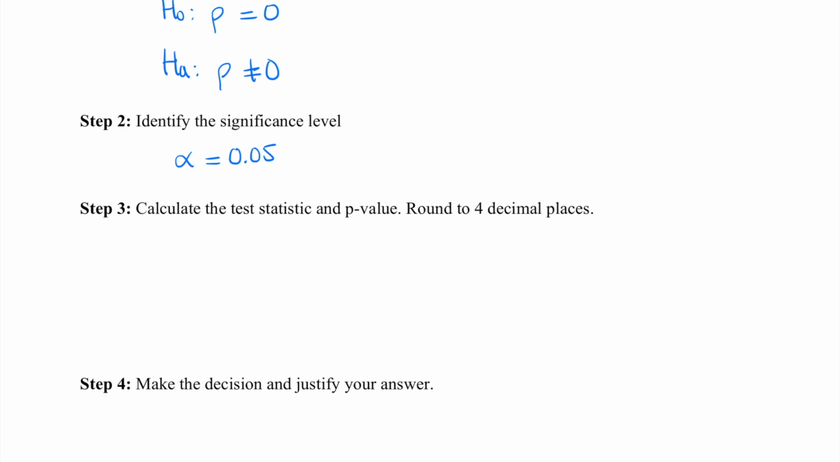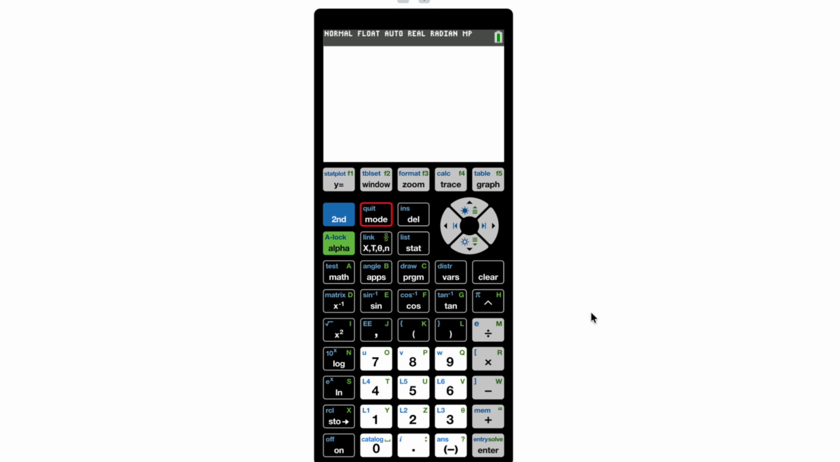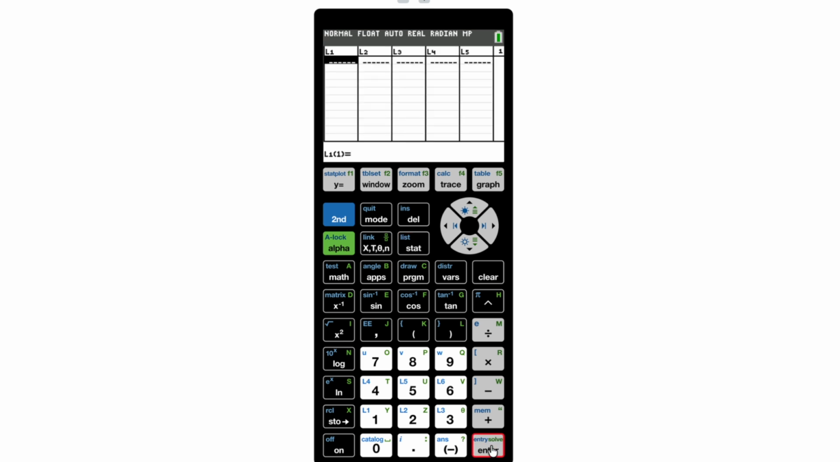Step 3, I will need to use the TI-84 calculator to find the test statistic and the p-value. First, enter the data: press Stat, choose Edit, and press Enter. Enter the hours studied into L1. Enter the exam scores into L2. Make sure the values in L1 and L2 are paired correctly.